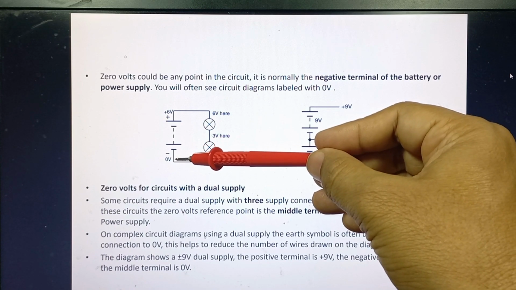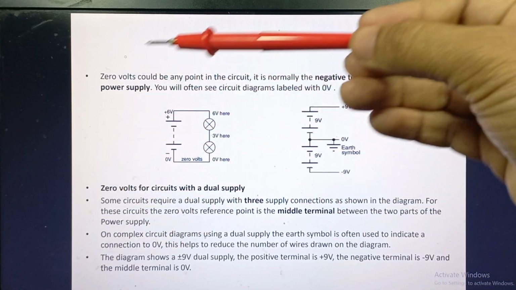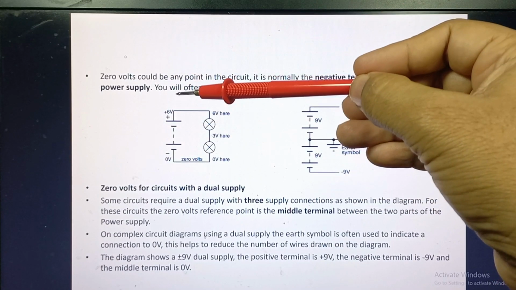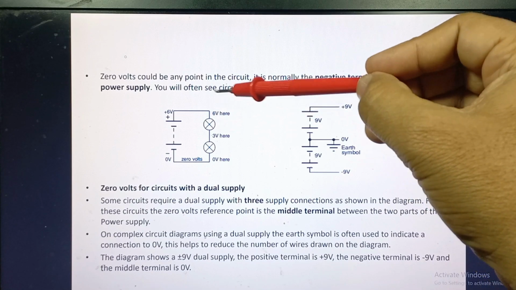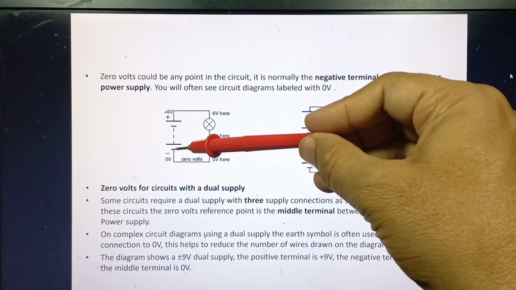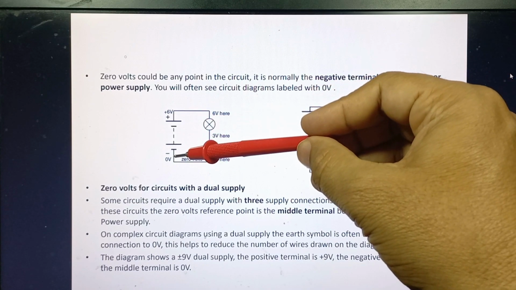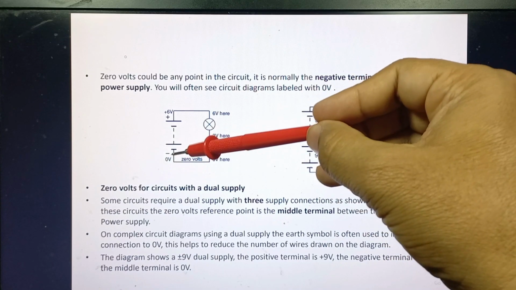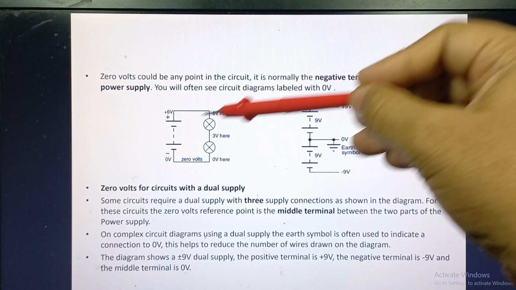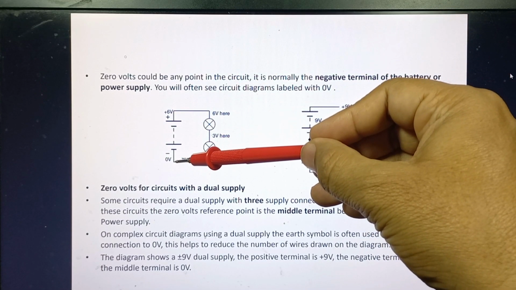Whenever you want to measure a voltage with respect to this point, which is the negative terminal of the battery, you will definitely assume it to be at 0 volt or 0 potential. Whatever you want to measure, you will have to take all voltage values with reference to this 0 value. This negative terminal of your power supply and this imaginary 0 volt reference created by you are the same thing. You will often see circuit diagrams labeled with 0 volt. Yes, here you can see this is labeled with 0 volt. So we'll take all our measurements with respect to this 0 volt.